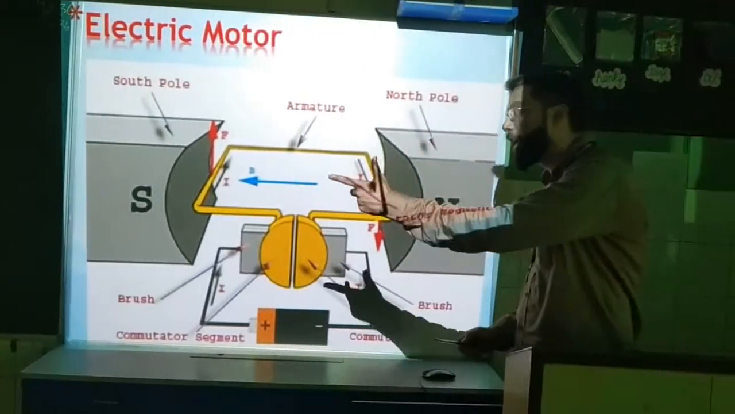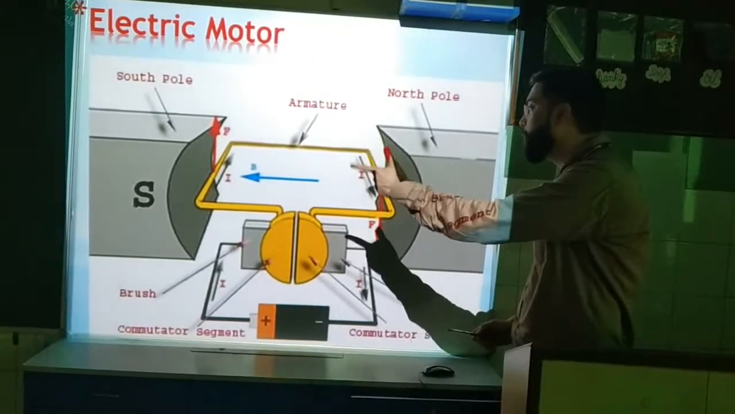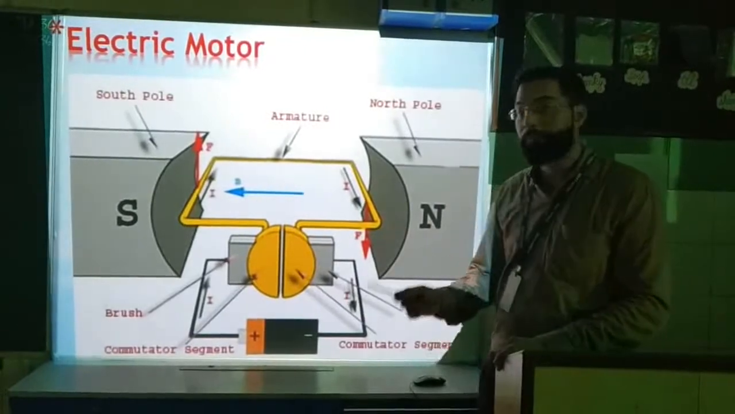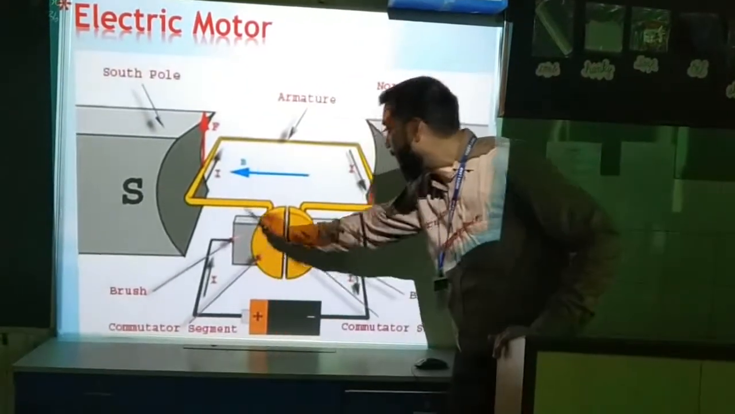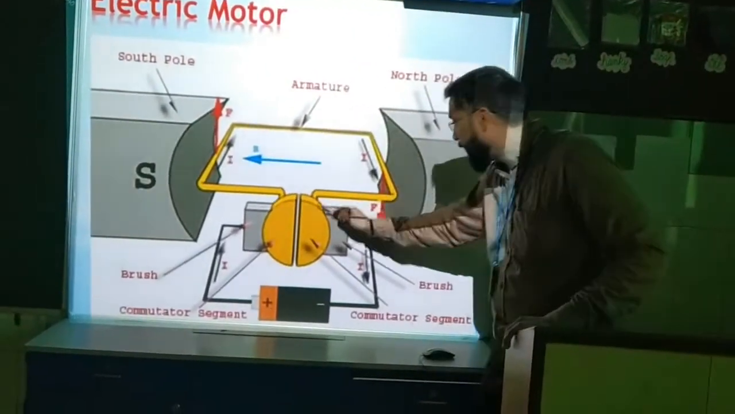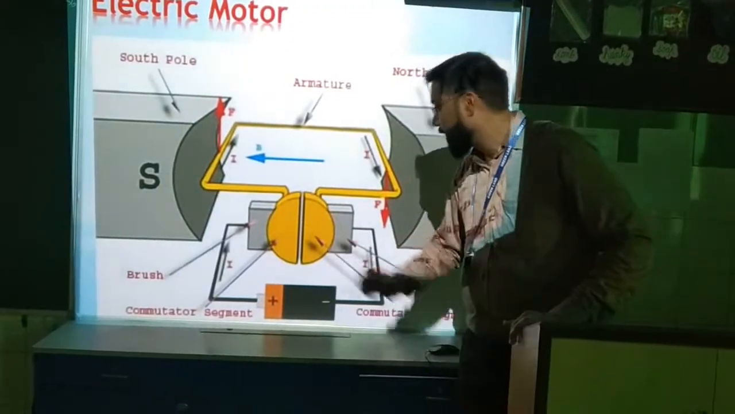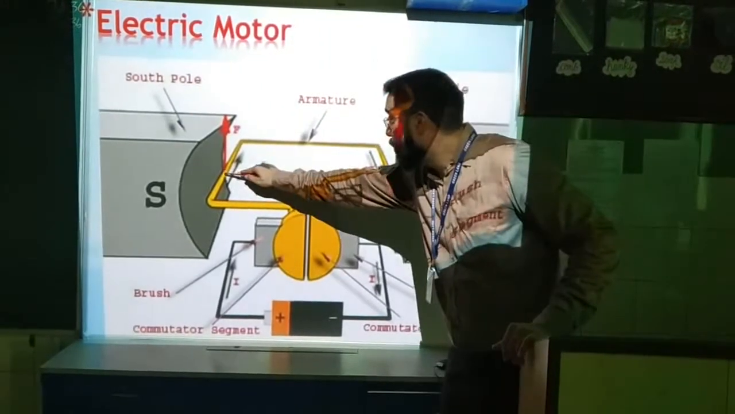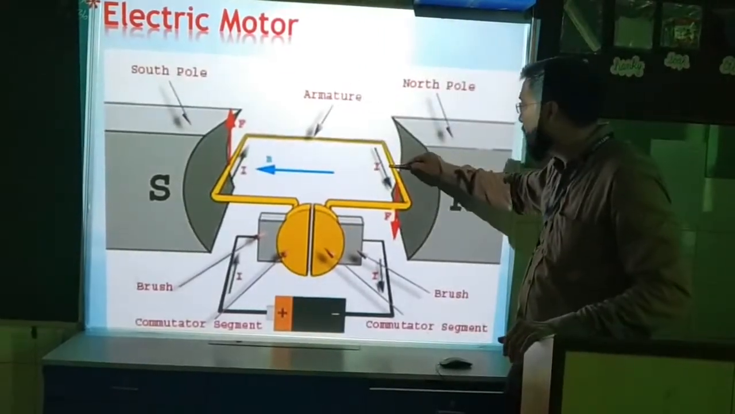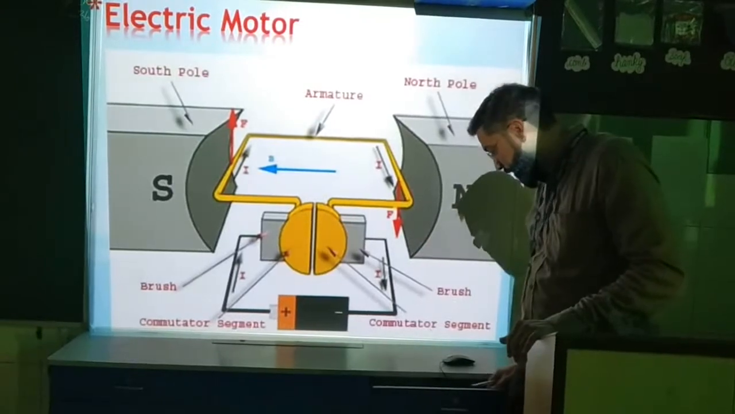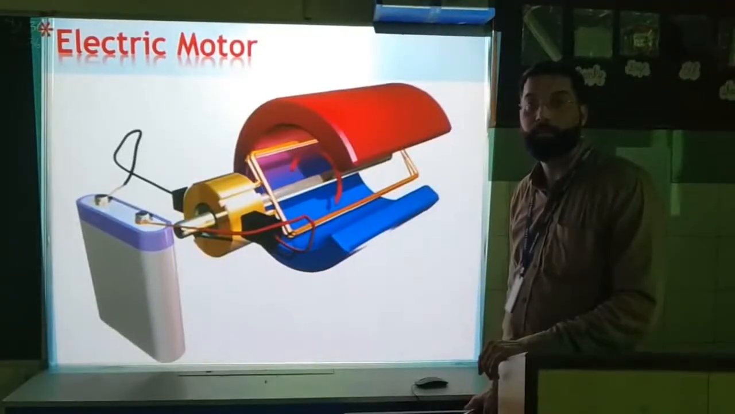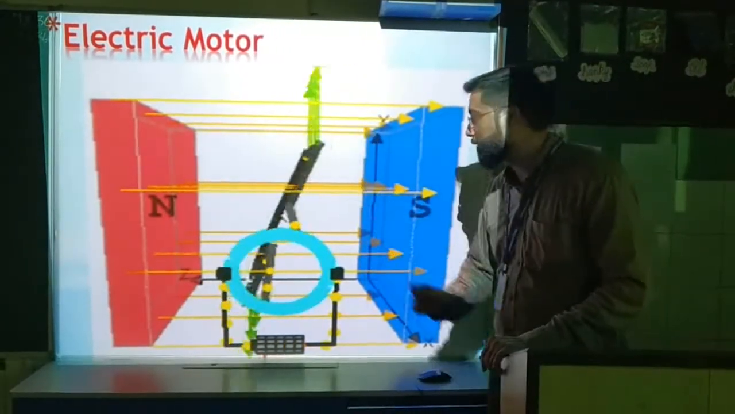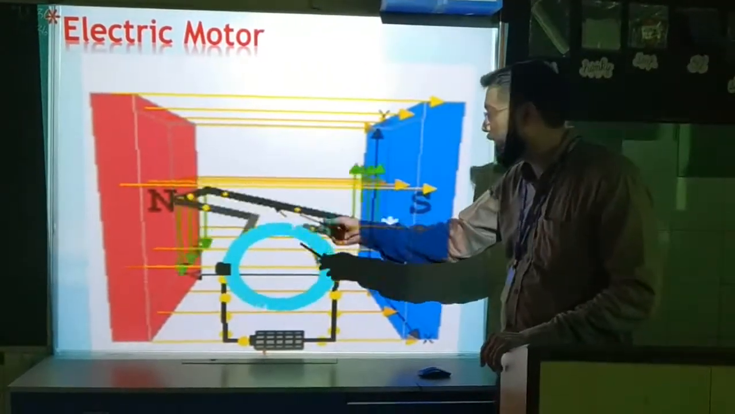Now you have to apply Fleming's left hand rule in this armature coil. The direction of current is from positive to negative, as it is shown by this. Current will flow in the circuit. Now, by applying Fleming's left hand rule, this coil will move in an upward direction and this coil will move in a downward direction. Now the working of the electric motor is shown by this activity. As you see, this armature coil is rotated like this.